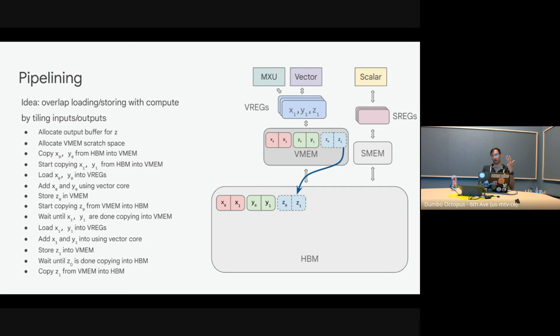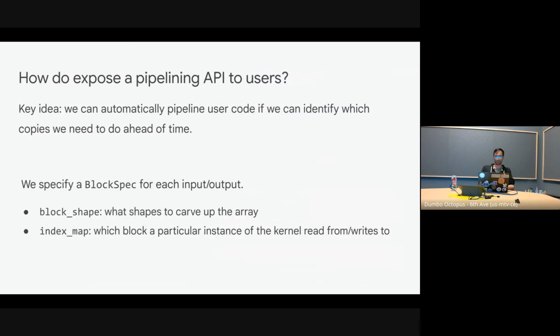So obviously this is a non-trivial thing to write yourself. So the question really is, how do we expose this to users? How do users write pipelines without having to do all of this manually? Because there's a lot of steps in it. And the answer is we came up with something called BlockSpec. It's not a crazy new idea or anything, but it's essentially a piece of structured information that we can provide to the kernel that allows it to auto pipeline.